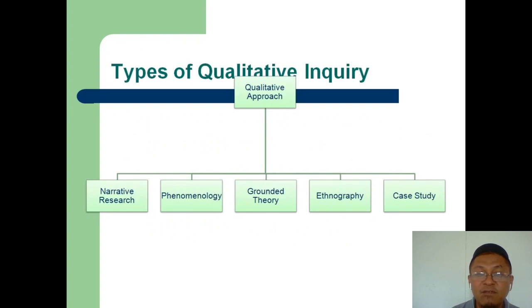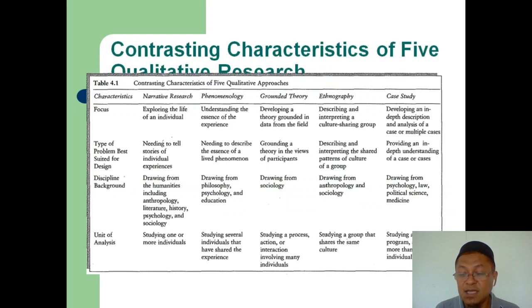All right, so I've mentioned these 5 types of qualitative inquiry or qualitative research methodology. Number 1 is narrative research. Number 2, phenomenology. Number 3, grounded theory. Number 4, ethnography. And number 5, case study. Okay, let's go one by one. The first one, narrative research.